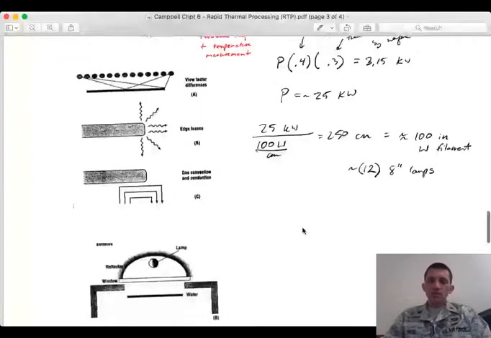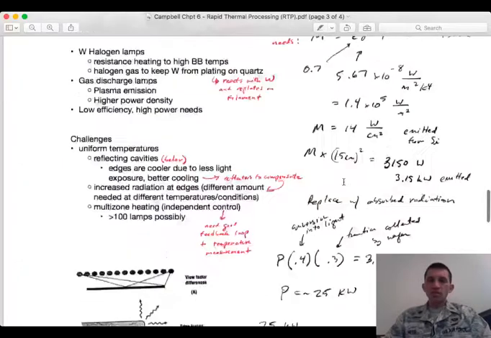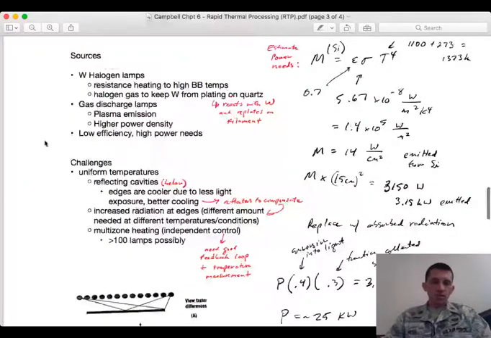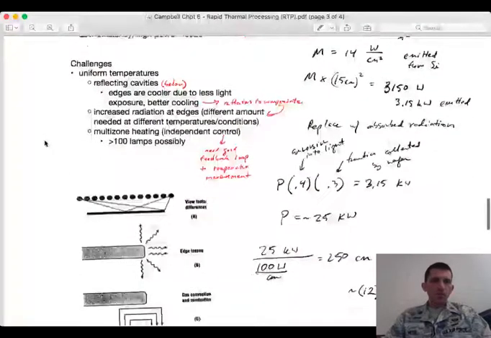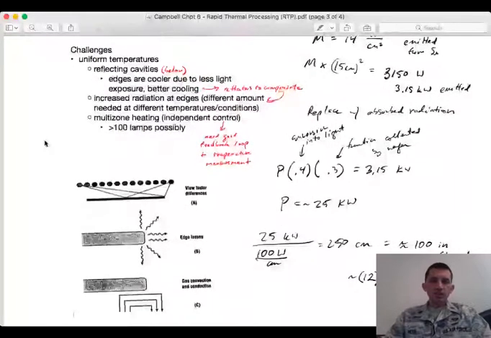Now if you have a filament, filaments produce about 100 watts per centimeter. And so to get 25 kilowatts, you're going to need 250 centimeters worth of filament. That's about 100 inches. So you could think of it, if we had an 8-inch lamp, you'd need about 12 of them directed onto your silicon wafer. So you need a lot of lamps, a lot of power to heat these up to these kinds of temperatures. Okay, so that presents a challenge, as we've said before.